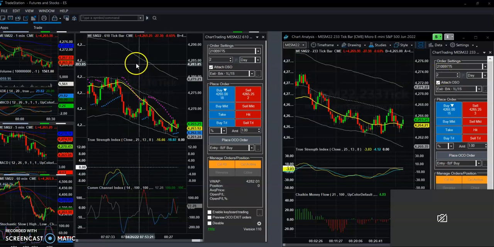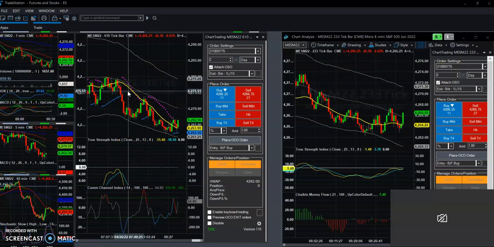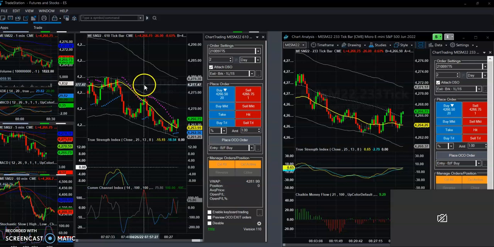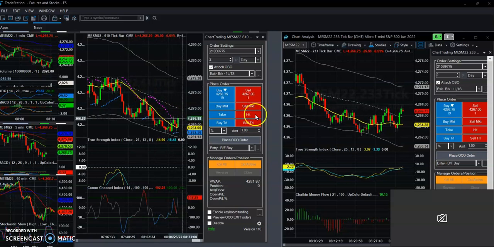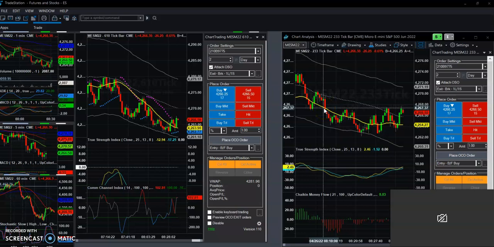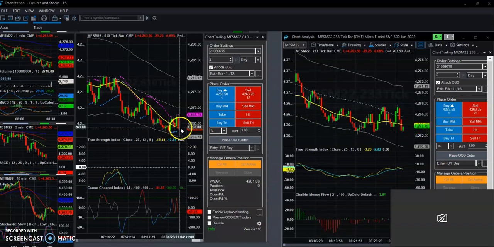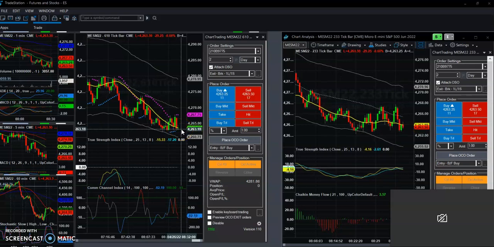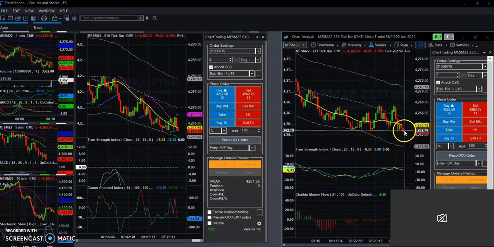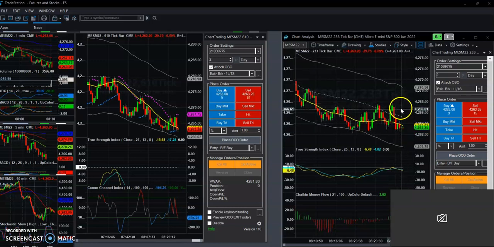On my left hand side, my main screen is a 610 tick chart, so a bar is created every 610 ticks. So we're waiting to see something. Looks like we're formulating to the downside, and I think I'm going to be entering a trade soon.